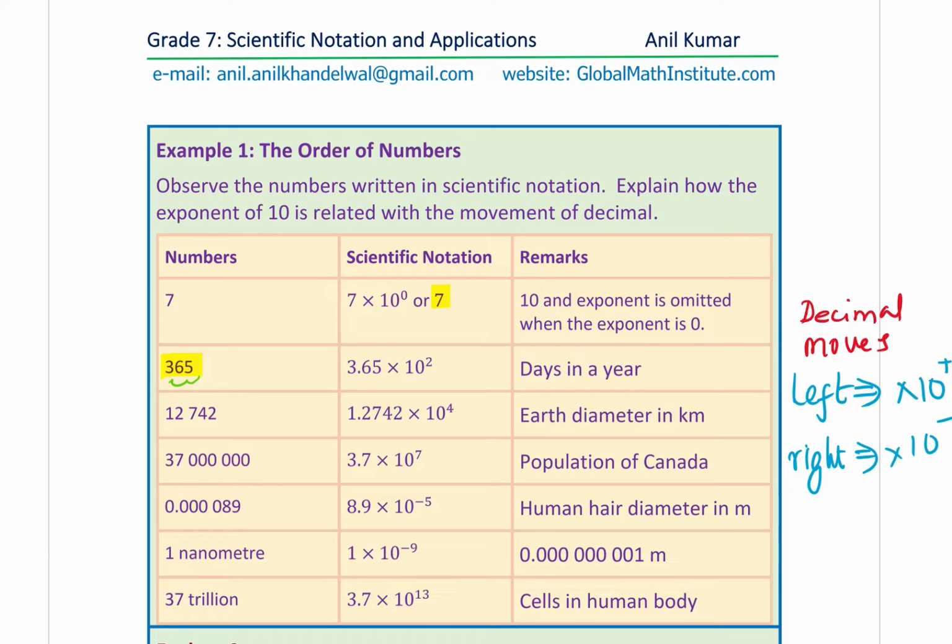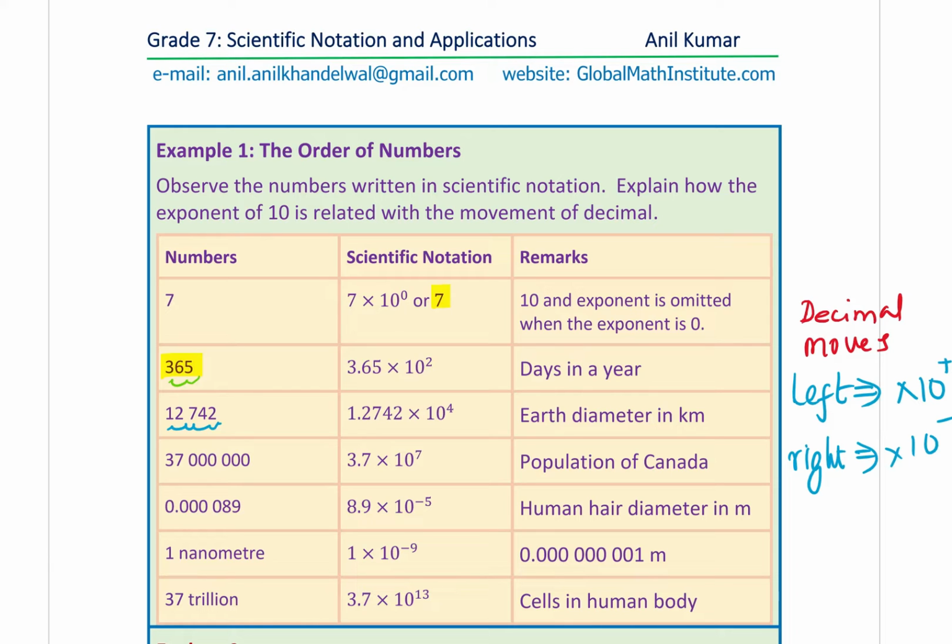The next number here is 12,742. Now in this case, if there is a decimal here, 1, 2, 3, 4 positions you have to move left. Since you are moving 4 positions to the left, you should be multiplying by 10 to the power of 4, positive 4, correct? Now we have another number, 37 million, right? 37 million we have to write as 3.7 times 10 to the power of 7, right? Million is 10 to the power of 6, but we want to put a decimal after 3. So it is 3.7 times 10 to the power of 7.